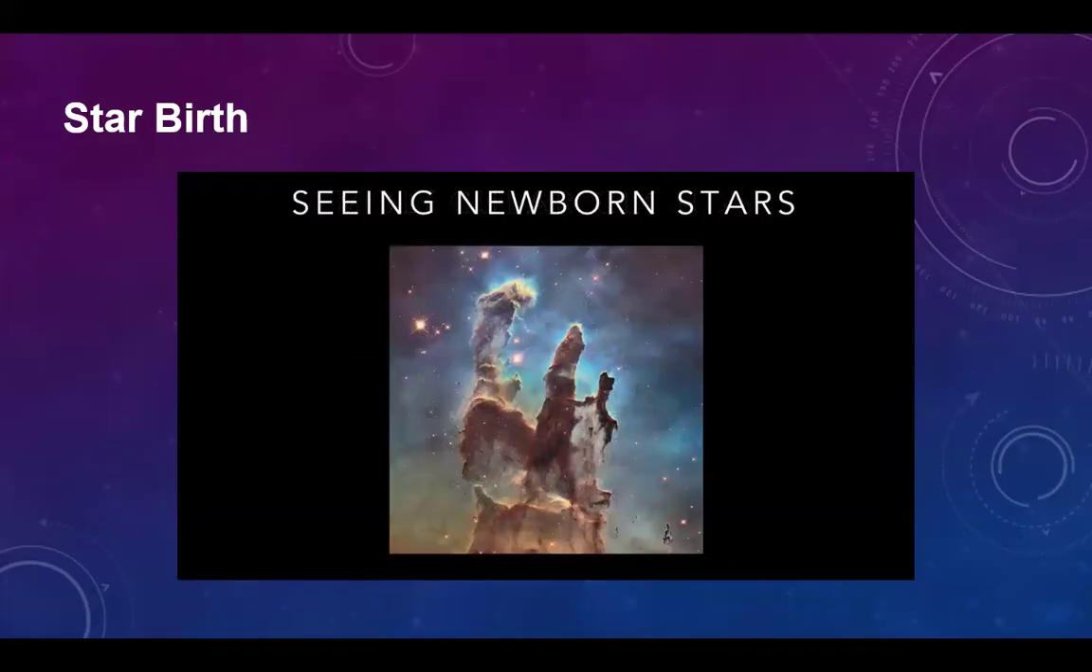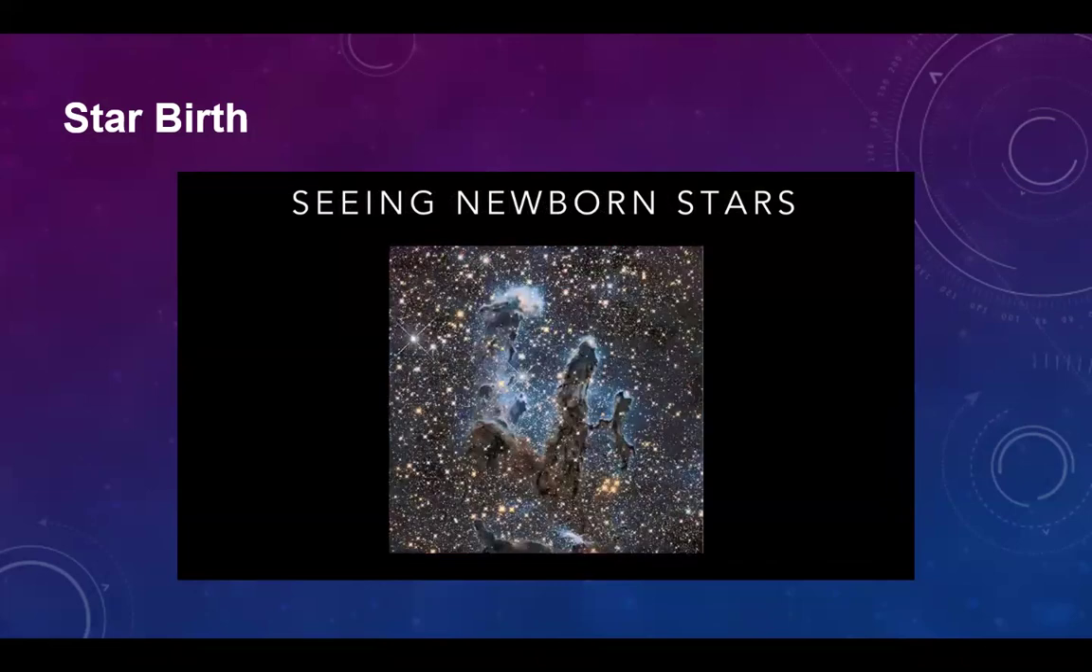Here, we see a famous star-forming cloud in the Eagle Nebula. The dark pillars in this visible light photo have been sculpted into these shapes by ultraviolet light from nearby hot young stars. However, when we observe the same region with infrared light, the pillars become almost transparent, and embedded within them, we can see new stars that are just now being born.